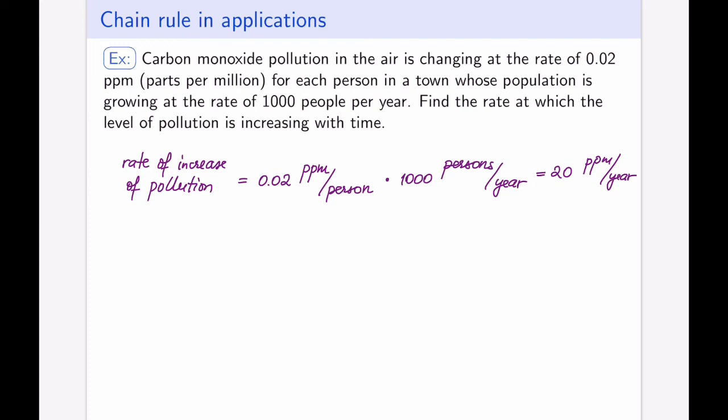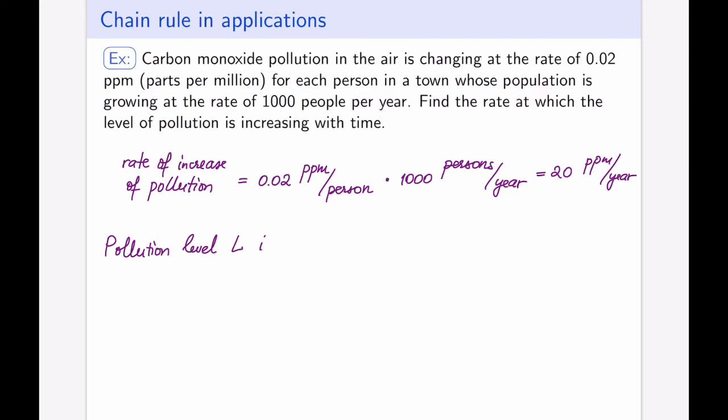Let's try to generalize this idea and introduce the function notation to it. So let's say that my pollution level, which is something that I'm interested in terms of how fast it's increasing, is going to be labeled as L. And what I noticed is that the pollution level is a function, of course, of the population size, which is also a function of time because it is increasing with time. So let's follow through this sort of chain of command here.